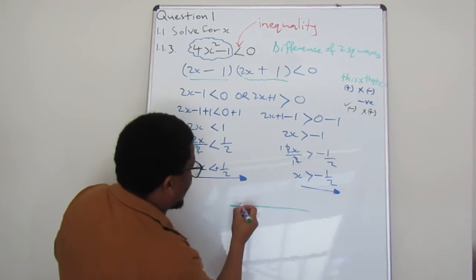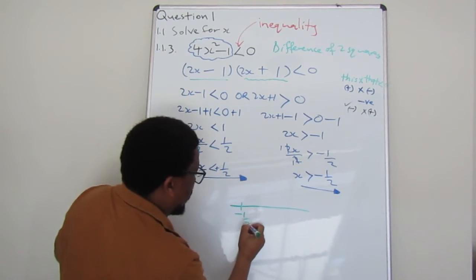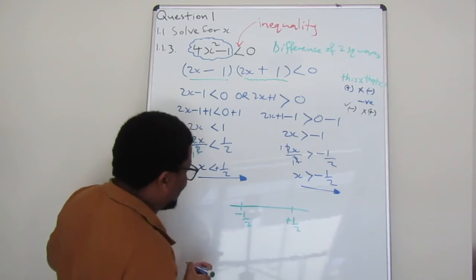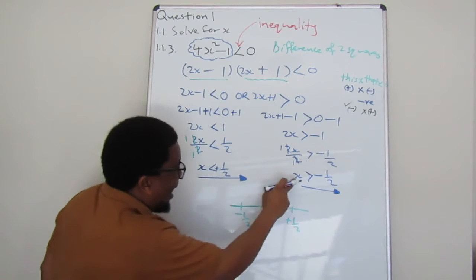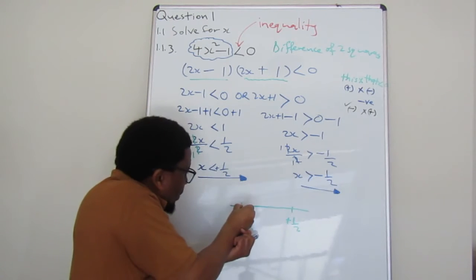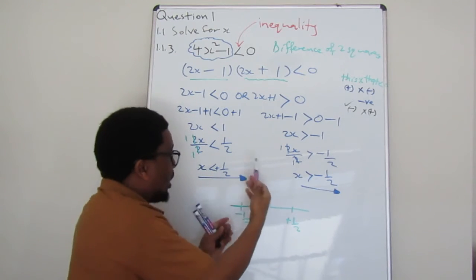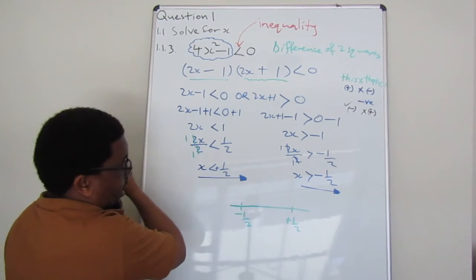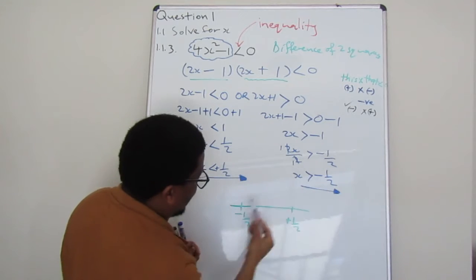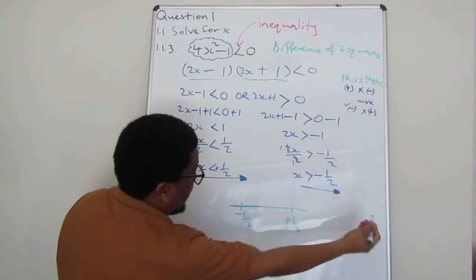X, which is negative 1 over 2. X, which is positive 1 over 2. Now, here, x is greater than negative 1 over 2. I go to negative 1 over 2. Now, at negative 1 over 2, I've got values on the left hand side, and I've got values on the right hand side. The values on the right hand side of negative 1 are positive values.